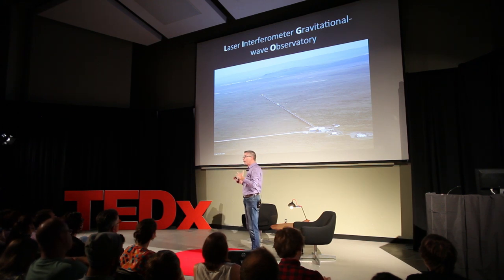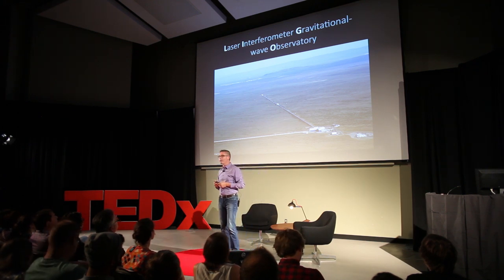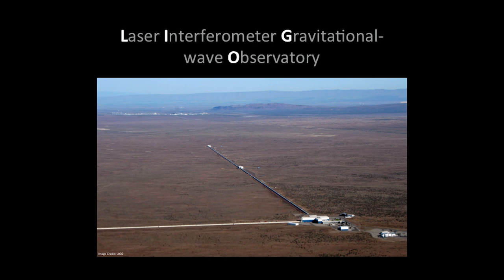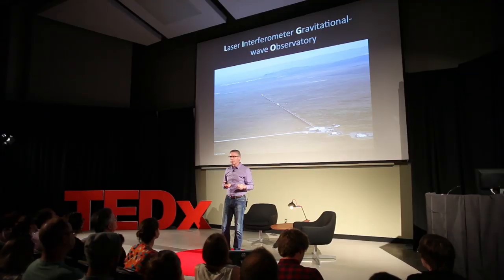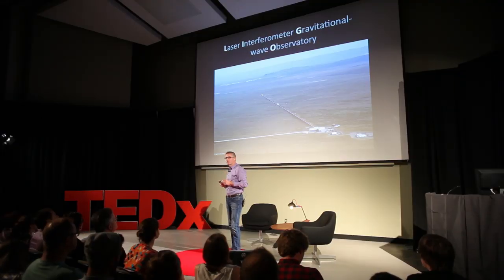This is the Laser Interferometer Gravitational Wave Observatory, LIGO for short. It's located in Hanford, Washington. And if you look at the picture, what you see is L-shaped arms stretching out from a corner building. That building hosts the computers and the instruments that are used to control the experiment to detect gravitational waves.